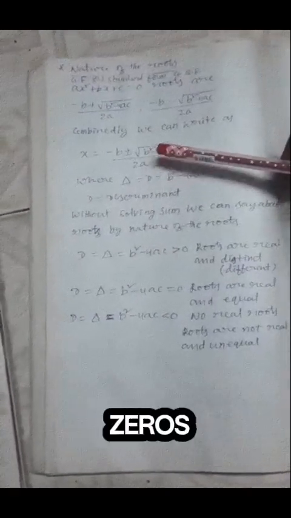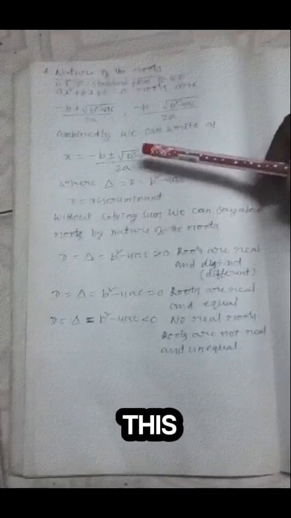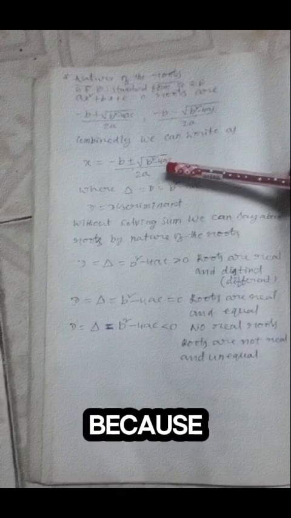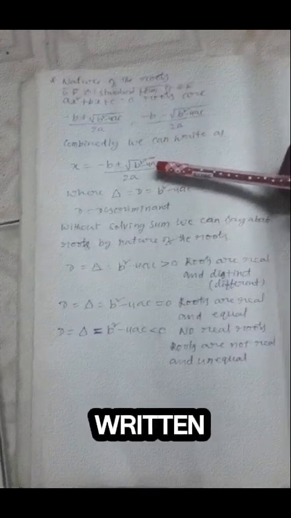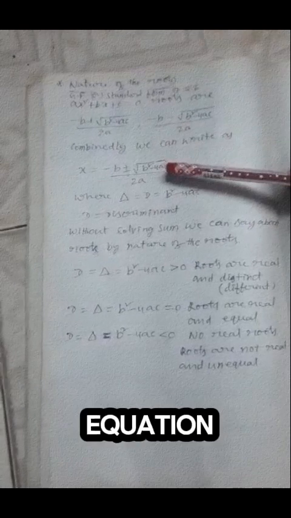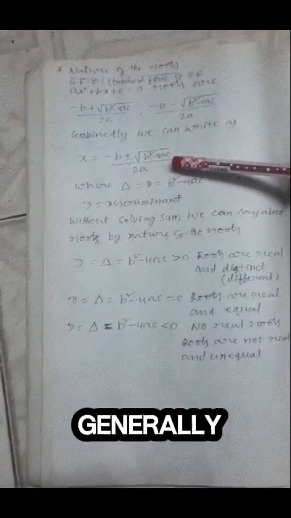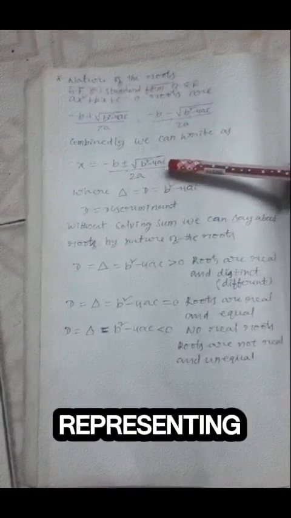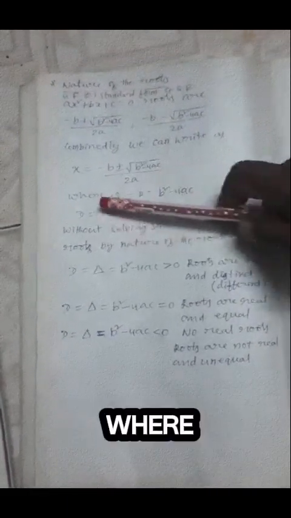This is very important. Two zeros came, but in this chapter we are not using the word zero, because this solution is written as roots of the equation. Zeros are used in polynomials; roots we will use in quadratic equations. Generally both are the same, but in the quadratic equation we generally say roots. Here delta, or D, is equal to b square minus 4ac.